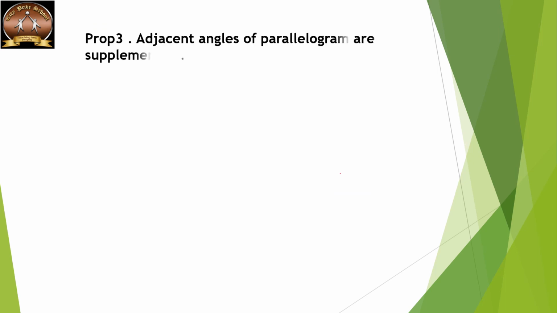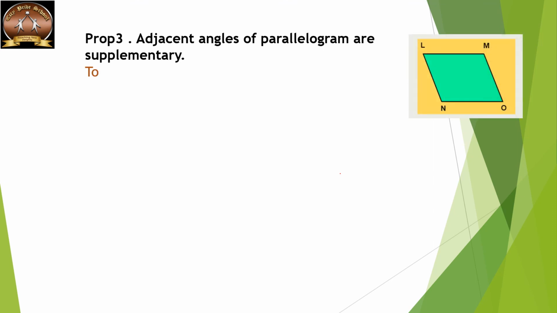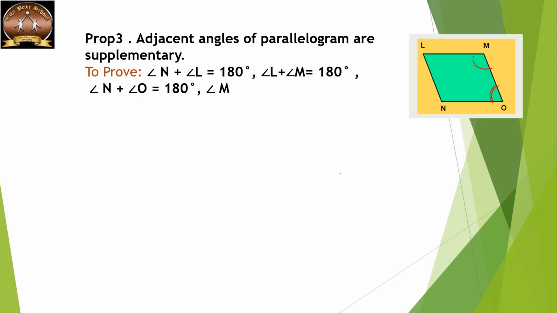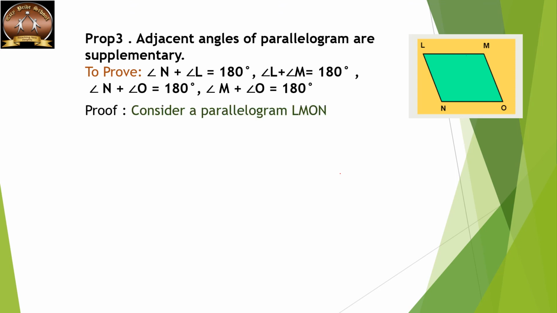Property 4 says adjacent angles of a parallelogram are supplementary. So let us consider parallelogram LMON. We need to prove that angle N plus angle L is equal to 180 degrees. Angle L plus angle M is equal to 180 degrees. Angle M plus angle O is equal to 180 degrees. And angle N plus angle O is equal to 180 degrees. So to prove that, first let us consider a quadrilateral LMON.